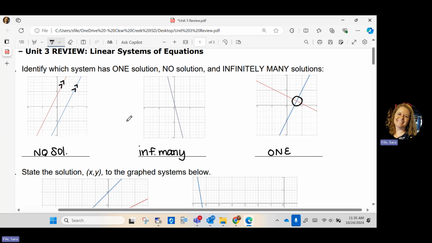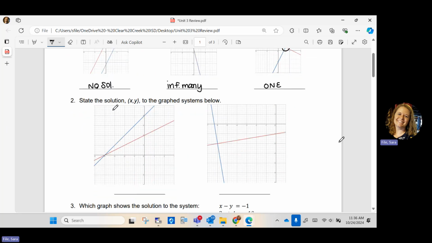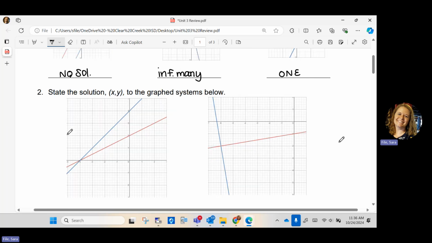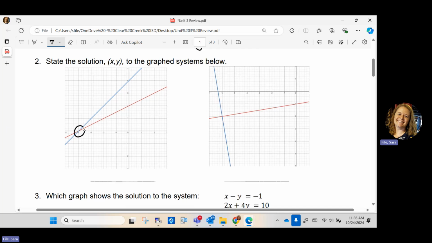Okay, so those are the three possibilities for all of our linear systems. There's either one solution, and the solution is the ordered pair of that point where they cross. There's infinitely many solutions if they're the same line, or there is no solution if they are parallel lines. Okay. In number two, it's just asking us to state the solution. I can see in both of these are two different lines intersecting. So it's just finding the coordinates.